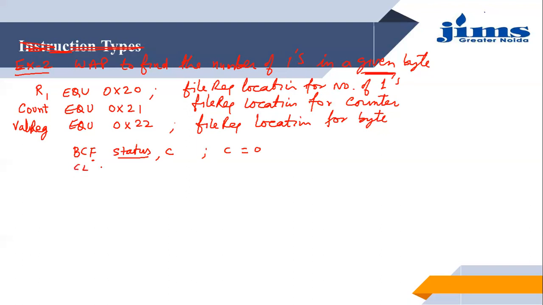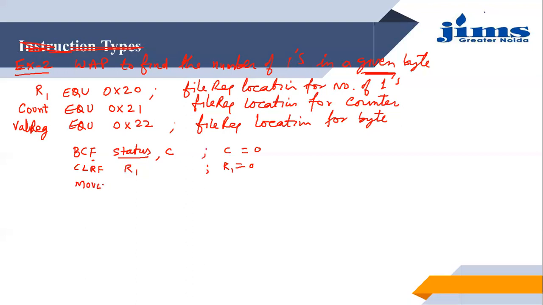Now we will clear the file named R1. So this instruction will make R1 equal to 0. R1 keeps the number of ones, because the result, the number of ones, is to be kept in R1. So initially we make this equal to 0.